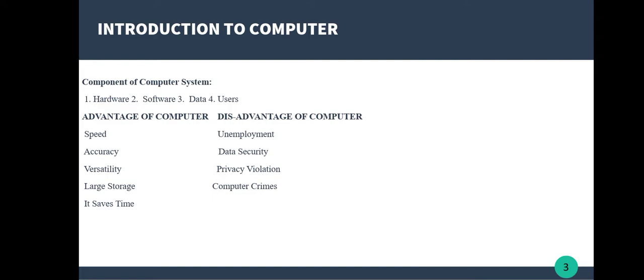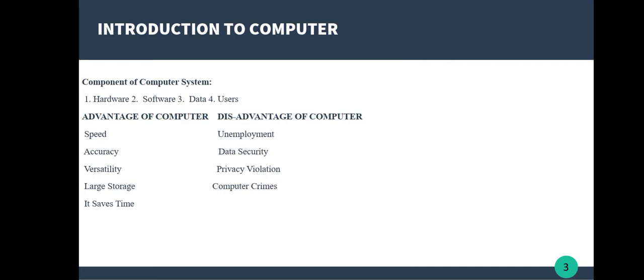Advantages of computer. The first advantage of a computer is speed. A computer can perform various tasks at a very high speed. A computer is very accurate compared to a human being. Versatility: a computer can perform various tasks at a time. Large storage capacity: a computer can store a large amount of data, up to 1 terabyte or 2 terabytes. And also, a computer can save time in performing various tasks.